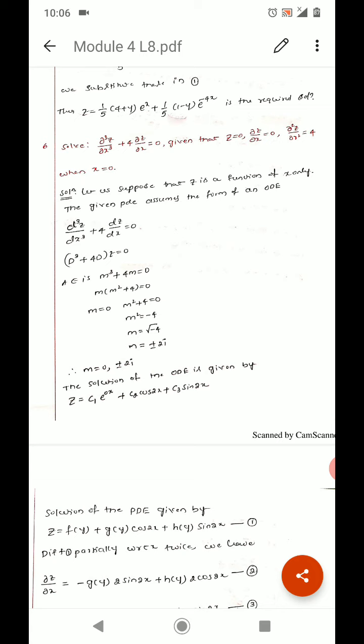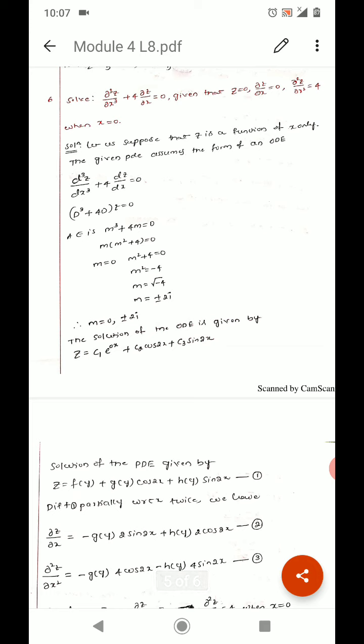Here m is a common factor. Take m as common. We get m(m square plus 4) equal to 0. That means m is equal to 0 and m square plus 4 equal to 0. So from m square plus 4 equal to 0, we get m equal to plus or minus 2i. So we have the roots m equal to 0 and plus or minus 2i. Here plus or minus 2i is a complex root. Here p is equal to 0 and q is equal to 2. So the solution becomes z is equal to c1 e power 0x plus c2 cos 2x plus c3 sin 2x.